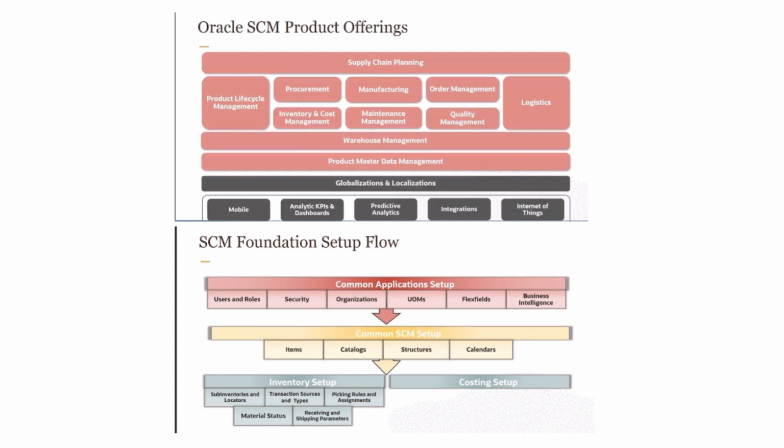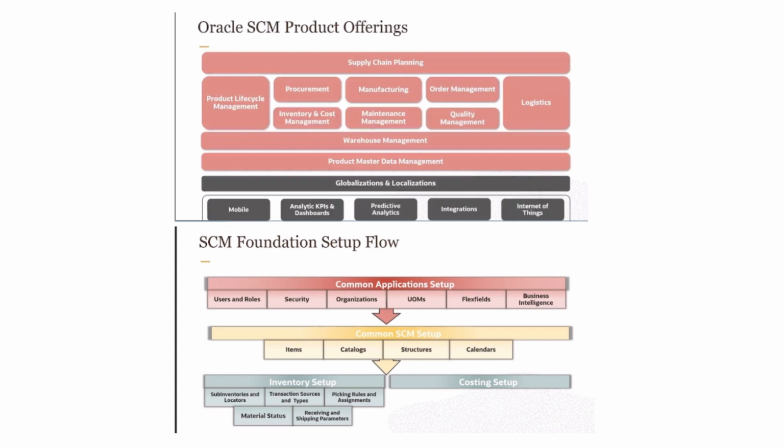Suppose you want to pick or ship any quantity of items or finished goods, then we need an organization, and the other organization setups we need to define. Other things like unit of measure, flex fields, and some common setup, like item assignment, catalog, category, structures, and calendars are very important.